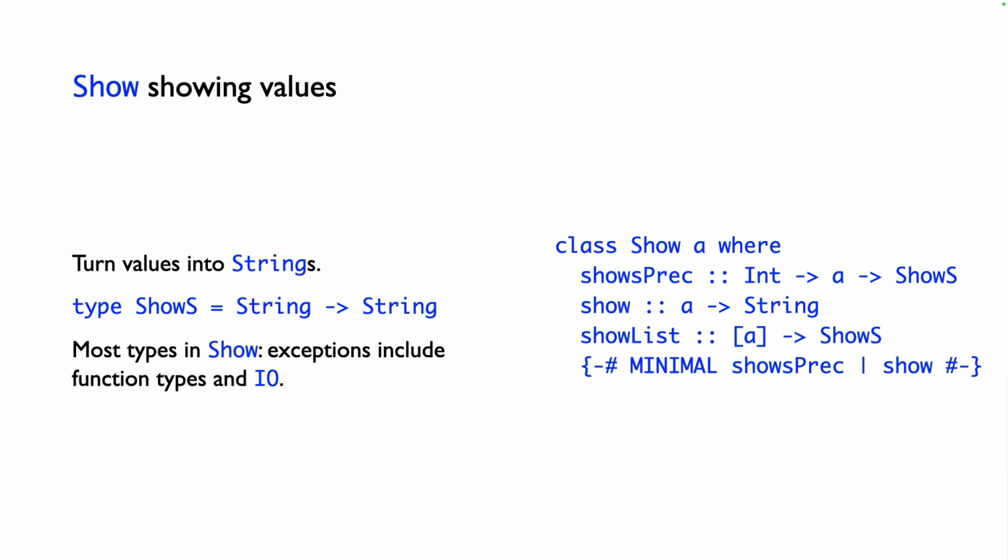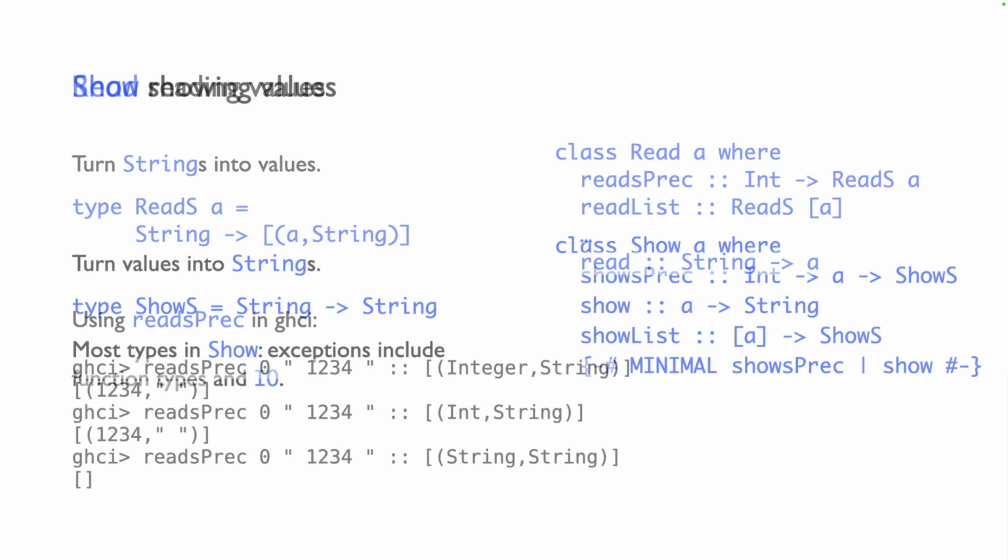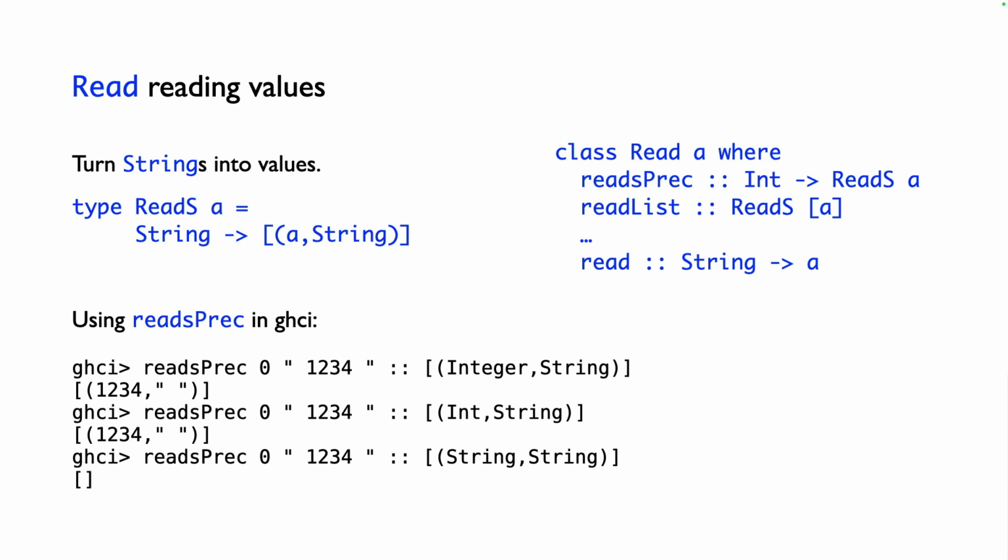Okay, now show takes a value to a string. There is also a function read that takes strings into values. Now, what you can see here is that there is a function read that takes a string to a value. But if we use reads_prec, you can see an example here of what reads_prec does.